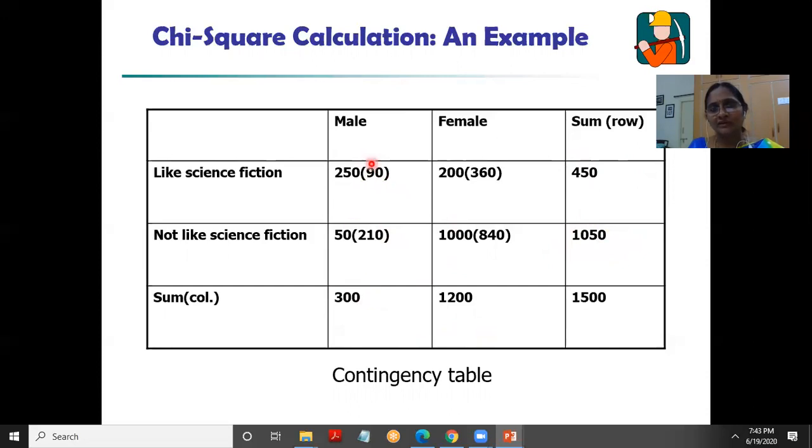We are going to calculate this value: how many males like to read science fiction. What is the expected value? This 90 we are going to get by 300 multiplied by 450. That is the count of gender, that is male, multiplied by the count of science fiction, divided by the total population. So 300 into 450 divided by 1500, the value we are getting is 90. Similarly, for all the cells, we are going to calculate these values.